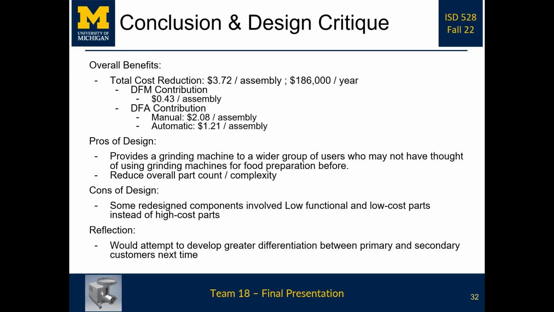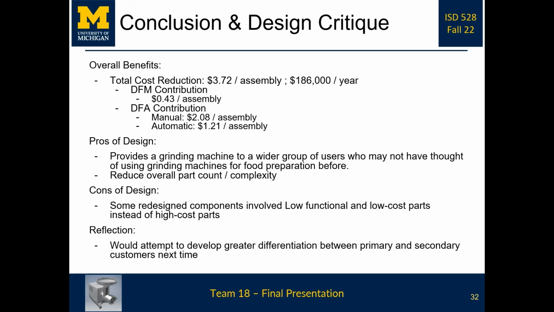So in conclusion, our total cost reduction was a little less than $4 per assembly, which equates to $186,000 per year when you account for the 50,000 annual units. This contribution was largely from the assembly, but we also did get some contribution from the manufacturing improvements as well. The pros of our design were that we did widen the group of users able to use this and overall reduce the part count and complexity of the assembly.